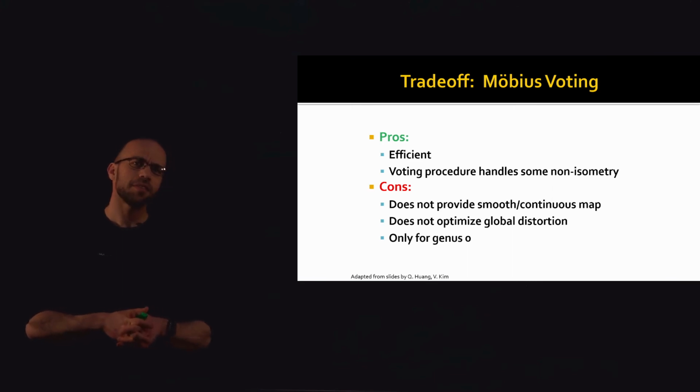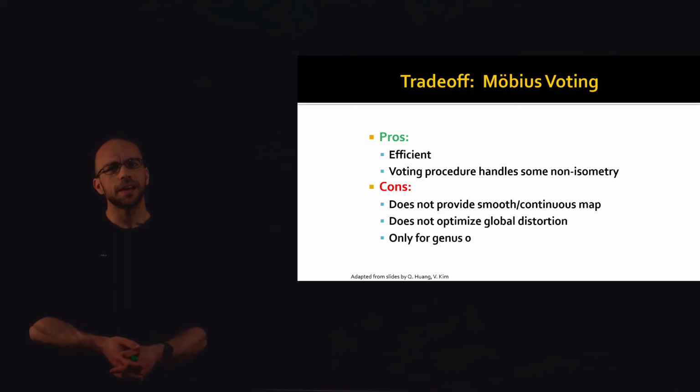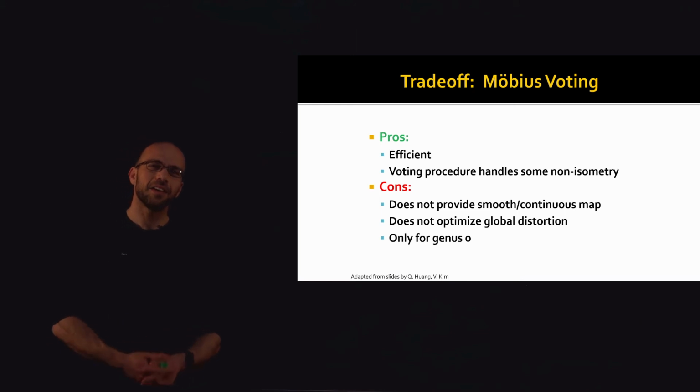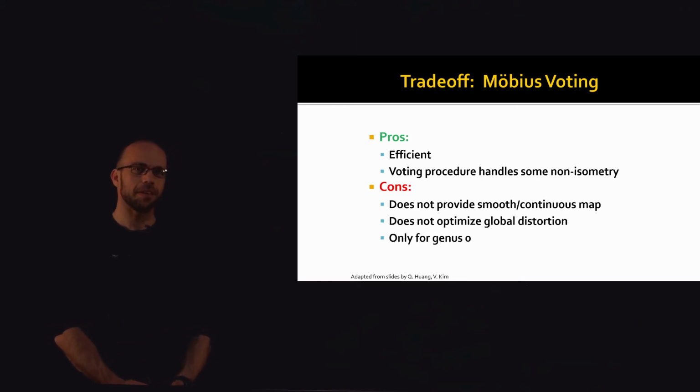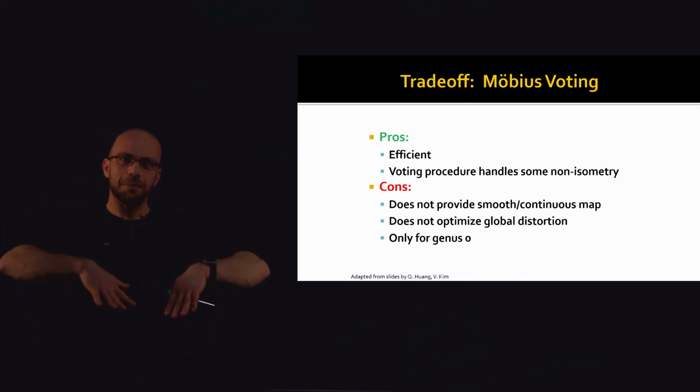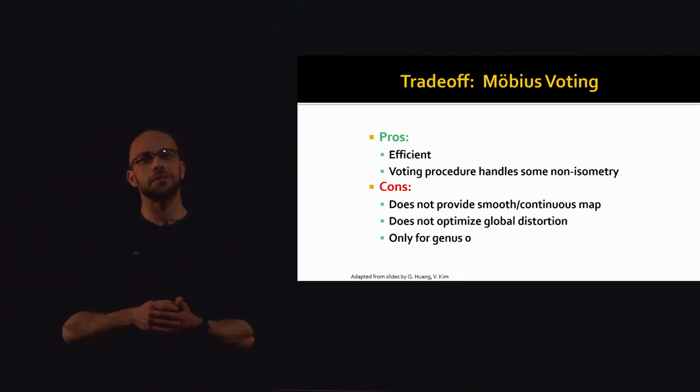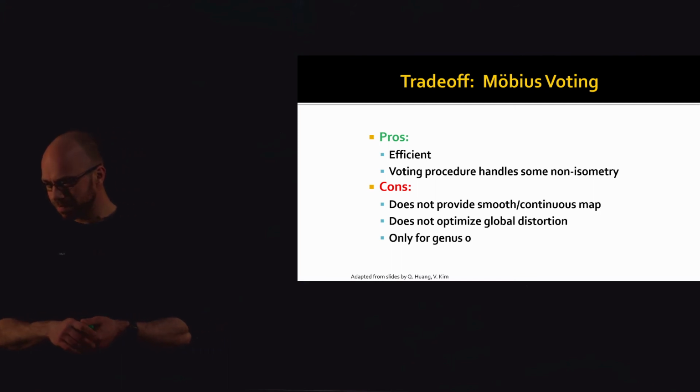But on the other hand, there's no guarantee that what you'll get out is smooth or continuous. And it doesn't really optimize any notion of global distortion, just kind of local stuff. One detail of this algorithm that probably could be addressed using some more modern techniques is that it only applies, at least directly as it's been described, to genus zero surfaces like spheres, because those are the ones that can be conformally mapped into the extended complex plane using this uniformization technique.